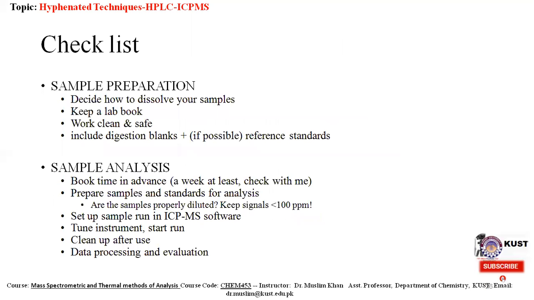And then lastly, going into the checklist, first of all, okay, I have prepared the sample, but how? Decide how to dissolve your sample, and then keep a lab book, meaning write the steps, what you have added to your sample, how much you have added to the sample, and work clean and safe. Include digestion blanks if possible, and a reference standard. And then sample analysis: book your time in advance, at least a week.